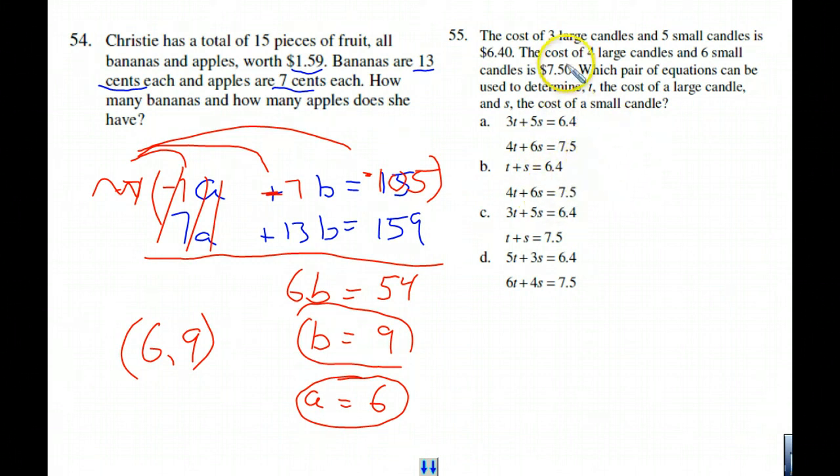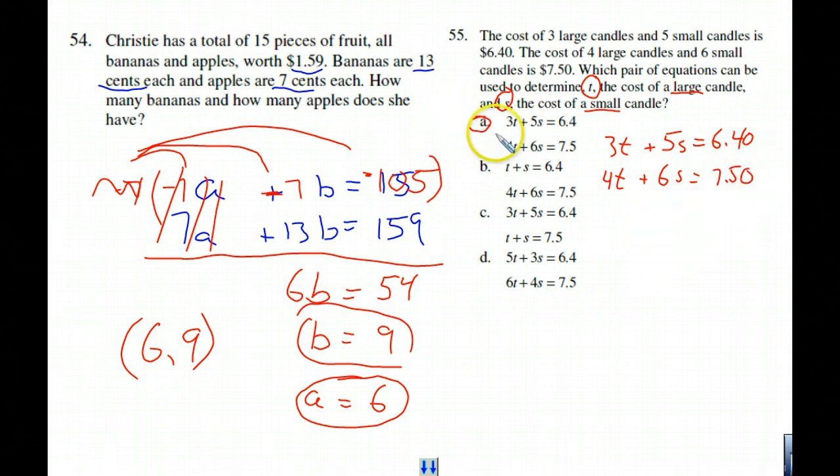55. This time we just have to come up with the right equations. We don't have to solve. The cost of 3 large candles and 5 small candles is $6.40. The cost of 4 large candles and 6 small candles is $7.50. They want us to use T for the large and S for the small. So 3 large is 3T plus 5 small, 5S, is 640. And the second equation will be 4 large and 6 small is 750. That looks like it's equation choice A, these two equations.